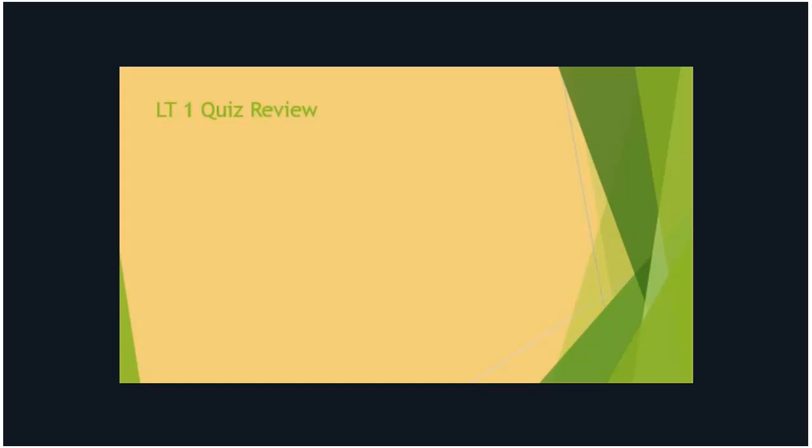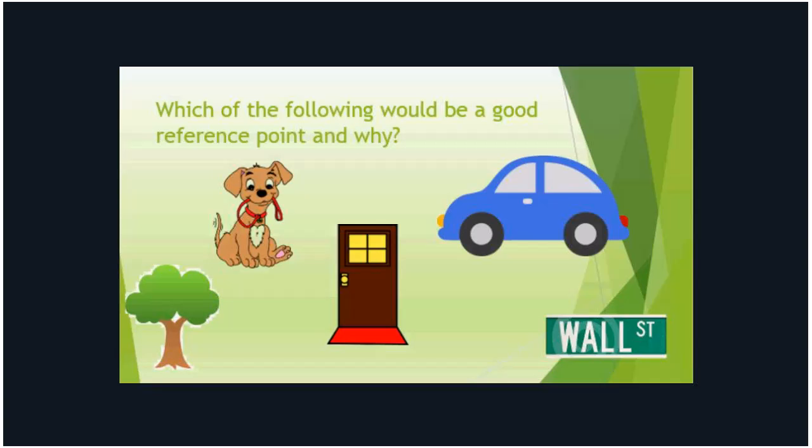We're going to start with the first learning target quiz, and one of the first vocab terms we learned was reference points. A reference point is any object that you can measure the distance between where you've traveled and where you began with. The first question says, which of the following would be a good reference point and why? So when you look for a good reference point, you need to look for something that can't move.